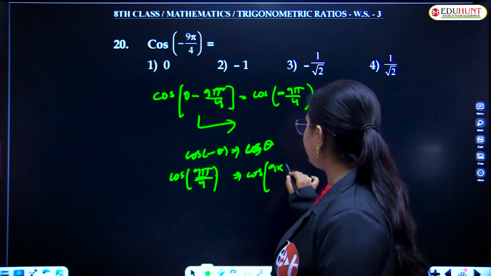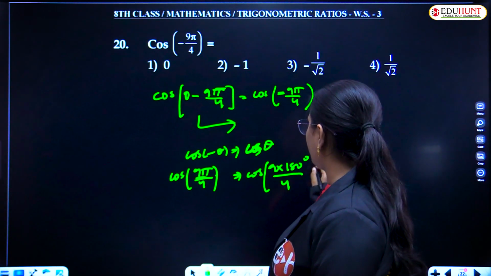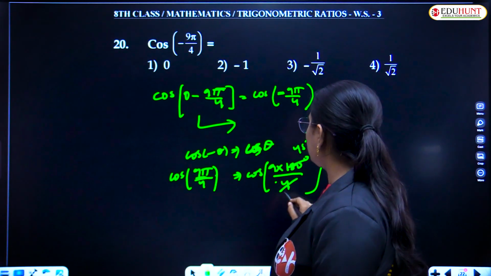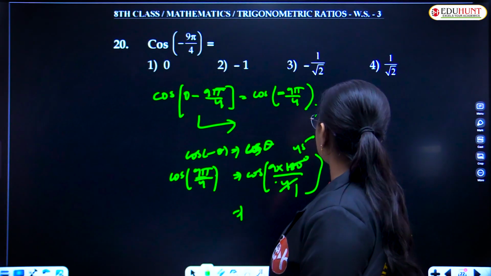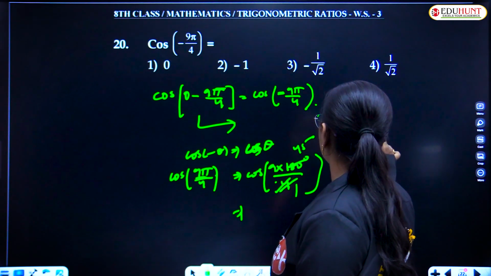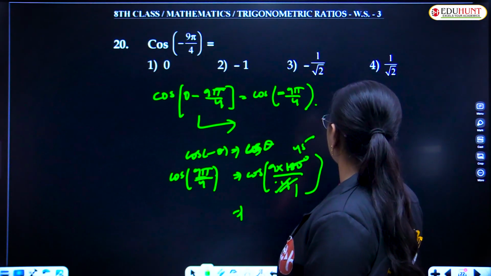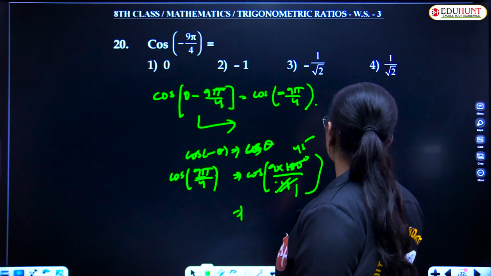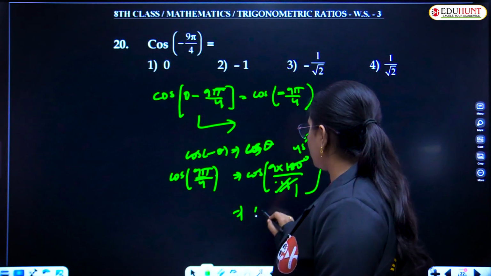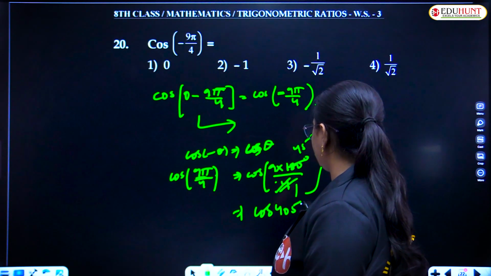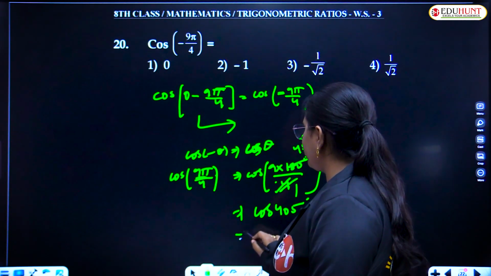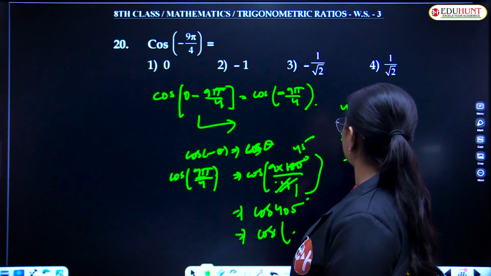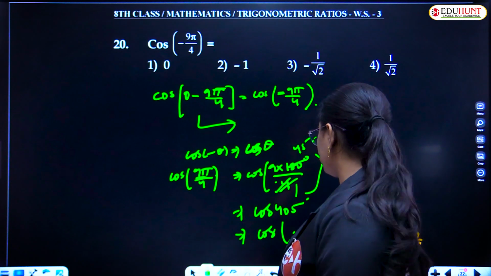So how can I express this? 9 into pi, which is 180 degrees by 4. 4 ones are 4, 45s are... What is 45 into 9? 9 5s are 45, 9 4s are 36 plus 4 is 40. So cos 405 degrees. Correct? How can I express this?